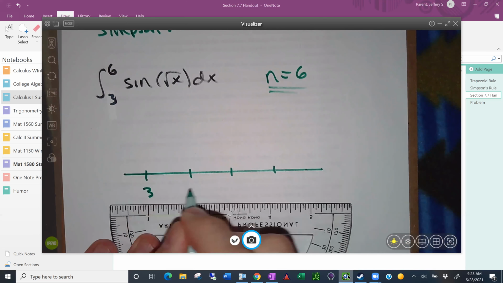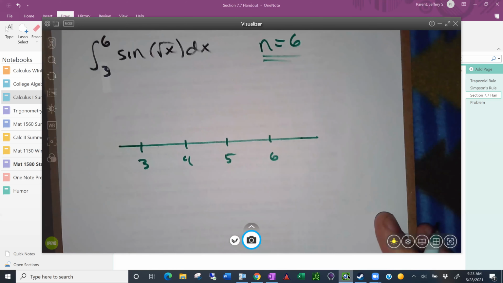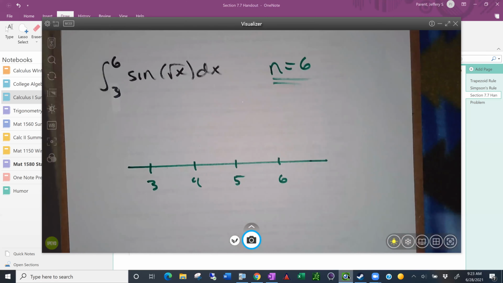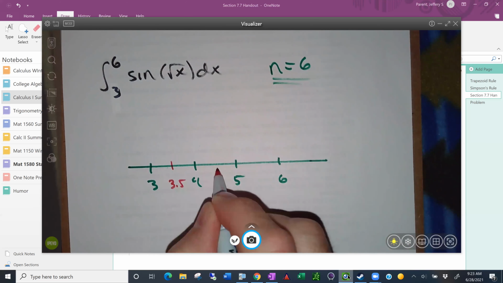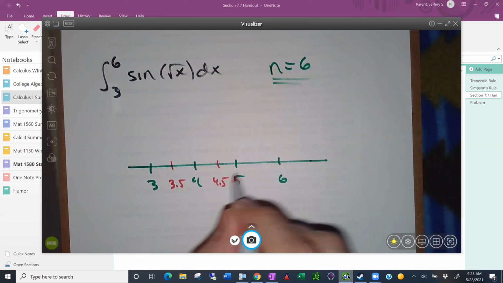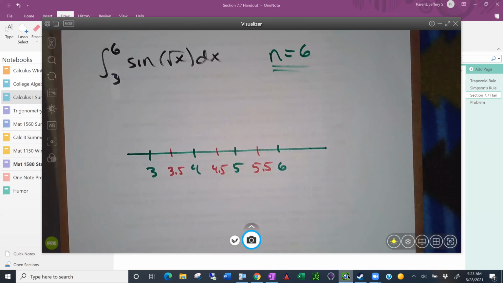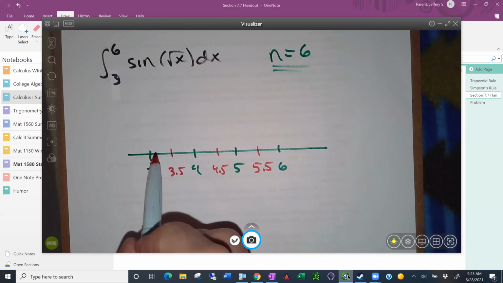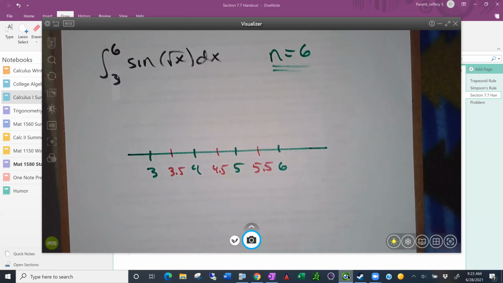So 3, 4, 5, 6. So that's coming from here. And then 3.5, 4.5, 5.5. If you notice, I've got 1, 2, 3, 4, 5, 6 subintervals. So this is my partition.